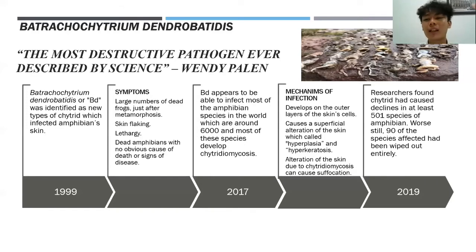Researchers found that chytrid has caused decline in at least 501 species of amphibian, where 90 of the species have been wiped out entirely. And this causes scientists to name Chytrid fungus as the most destructive pathogen ever described by science.